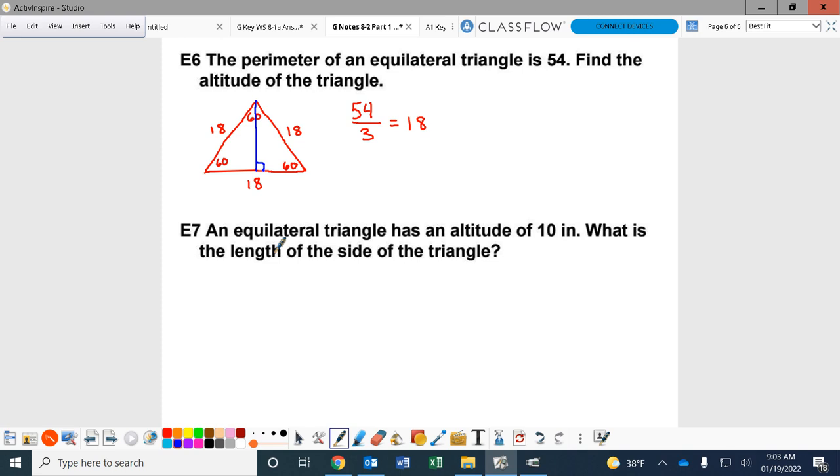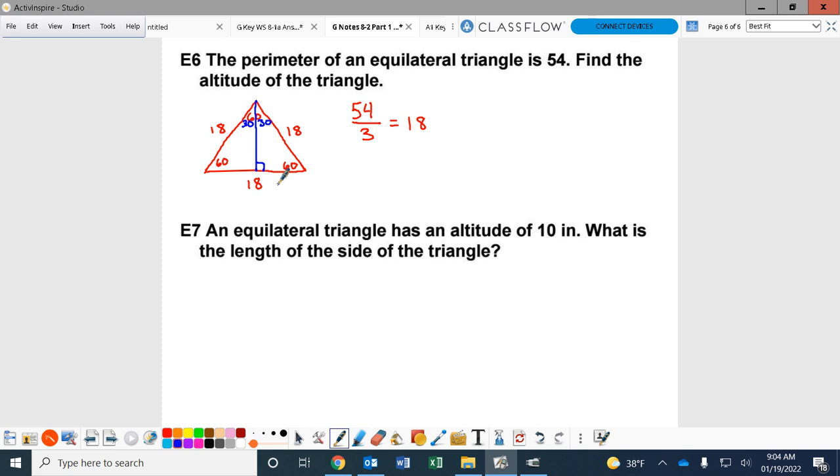When we draw in that altitude, we create a very unique situation. Because we cut this in half, because it's equilateral and drew it right down the center, each side of this would be what? Guys, what's half of 60? 30. So this would be 30 here and 30 here. Guys, do you see we just created a 30, 60, 90 triangle? 30, 60, 90 triangles are what we've been dealing with.